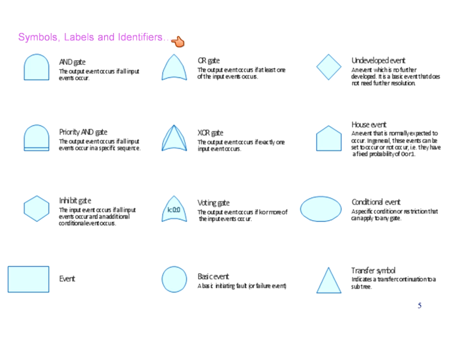But in an OR gate, the output event occurs if any one of the input events occurs. Okay, you will get an output. That is called an OR gate.